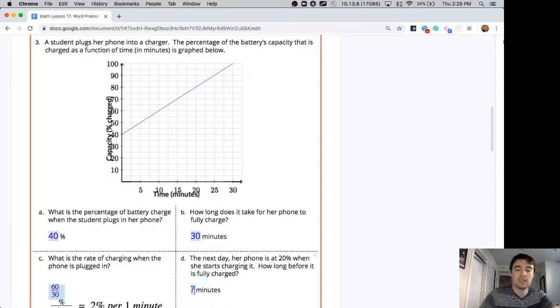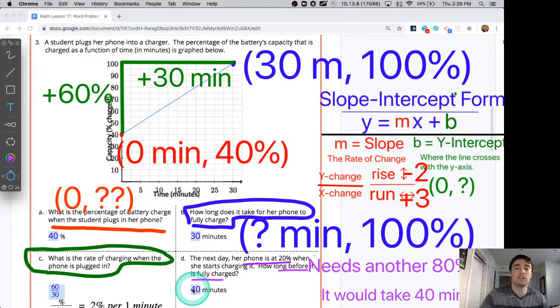Another way to tell us that this kind of makes sense for our final answer, we know that when the phone was more charged, when it was at 40%, recall it only took her 30 minutes to charge it all the way, and now that her phone's only 20% the next day, it's going to take her a little longer. It's going to take her 40 minutes.